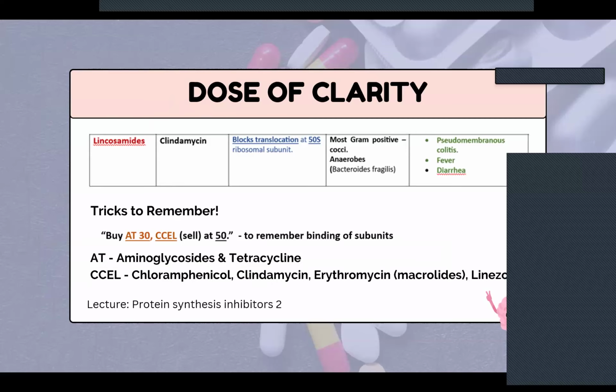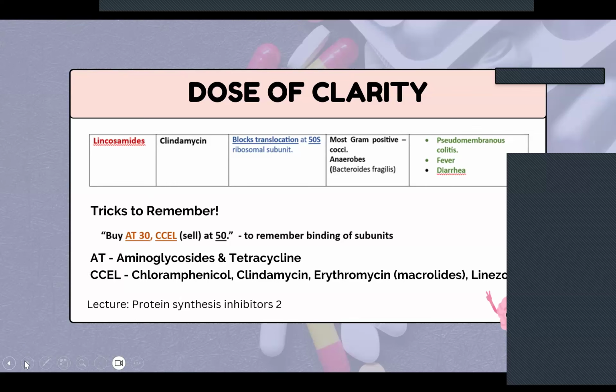Now, an easy way to remember the mechanism of action for these drugs is "AT 30, CEL at 50." So A stands for aminoglycosides, T for tetracycline. So they work at the 30S subunit. And C, E, L: C stands for chloramphenicol and clindamycin, E stands for erythromycin, and L stands for linezolid. All of these work at the 50S ribosomal subunit.